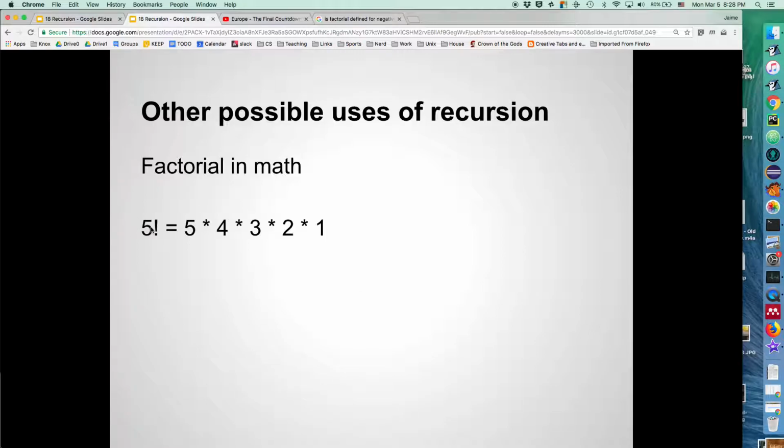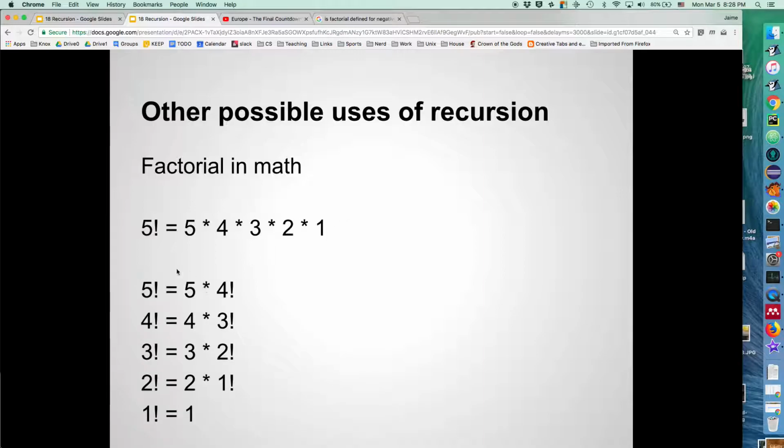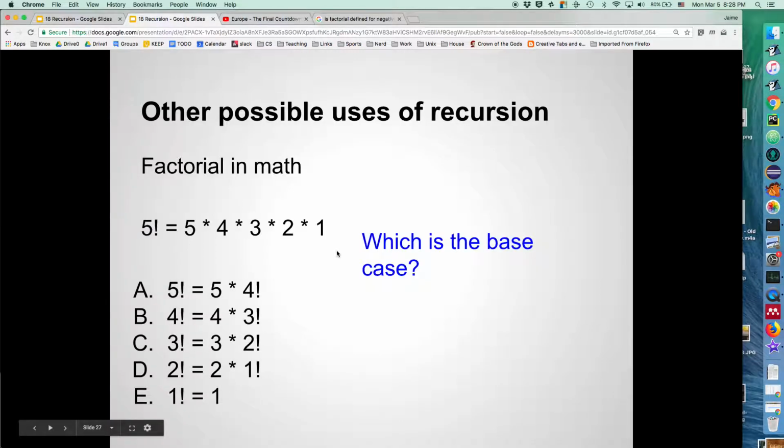So 5 factorial, what's that? Well, it's 5 times 4 times 3 times 2 times 1. So that means that 4 factorial is 4 times 3 times 2 times 1, and 3 factorial, 3 times 2 times 1. Look at that. It's recursive. Brilliant. So let's think about this.